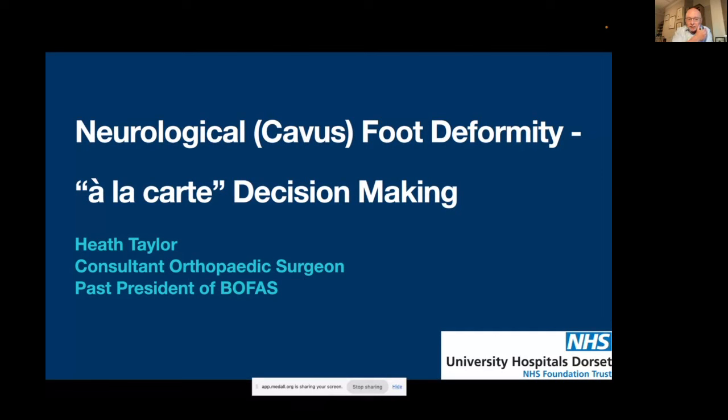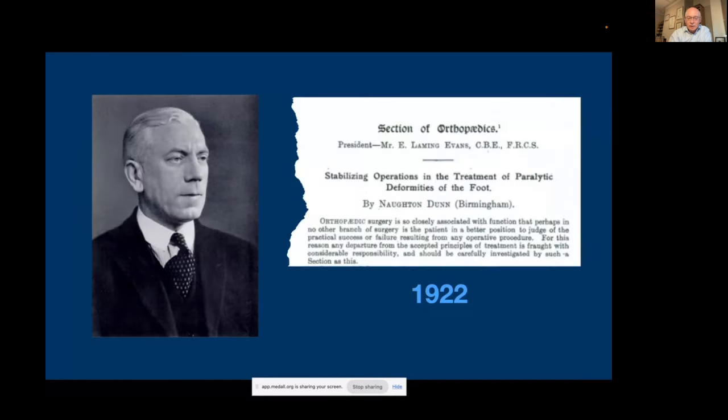So I'm going to go through the decision-making process for cavus foot and neurological foot, and the terms are used interchangeably. It is the bit that I found hardest to get my head around. Actually learning how to do the operations, we can all learn how to do an osteotomy or a fusion. It's knowing which ones to do and when to do it that I think is very difficult.